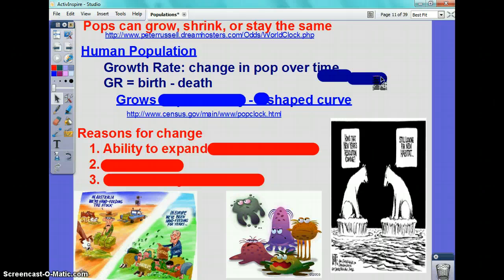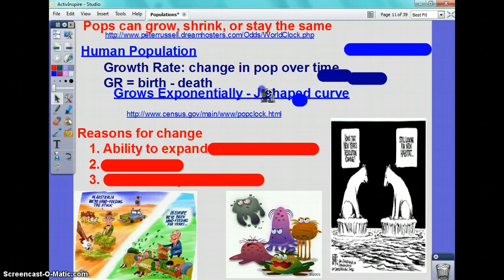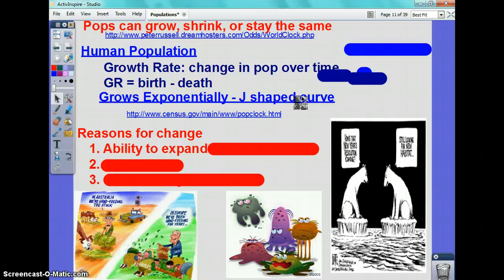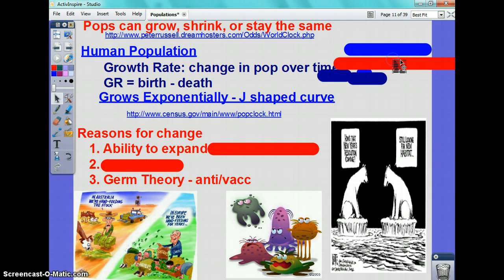In what way does our population grow? Exponentially. And what kind of curve is that? J-shaped curve, okay? Now, what do you think led to this population growth? Technology. Industrial Revolution. Good. What part of the Industrial Revolution led to growth? The fact that we discovered things and how to cure things led to the increase in growth rate. So what part of the formula do you think was greatly affected by that? Death. Good.